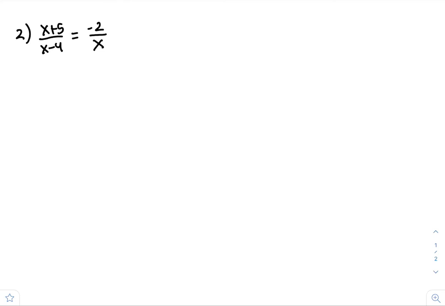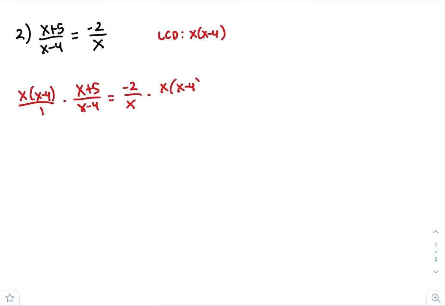Alright, here, the LCD is x times x minus 4. So let's copy down the problem. Multiply both sides by the LCD. So let's see what we can cancel. The x minus 4 on the left-hand side cancels, and on the right-hand side, the x cancels. So on the left-hand side, we have x times x plus 5, and we have -2 times x minus 4.